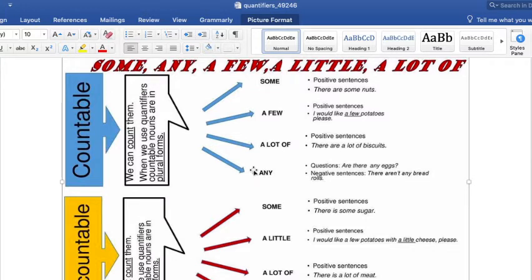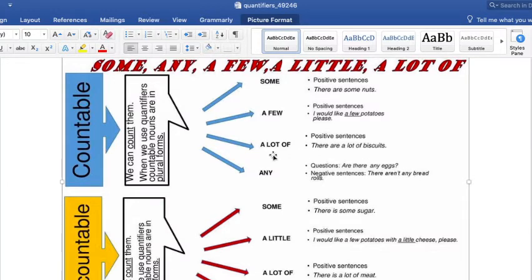Any means algunos o ninguna si la oración es negativa. Y alguna si la oración es pregunta. Like in this example. Are there any eggs? ¿Hay algún huevos? Are there any eggs? Negative sentences. There aren't any bread. No hay ningún.